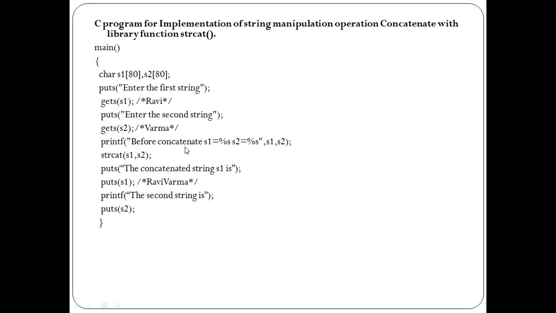printf("Before concatenate s1 = %s", s1); it means string 1 is displayed. s2 = %s, s2; here the second string is Varma. Before concatenation means the present execution of string 1 and string 2. Here in the printf function s1 prints Ravi, and s2 prints Varma.